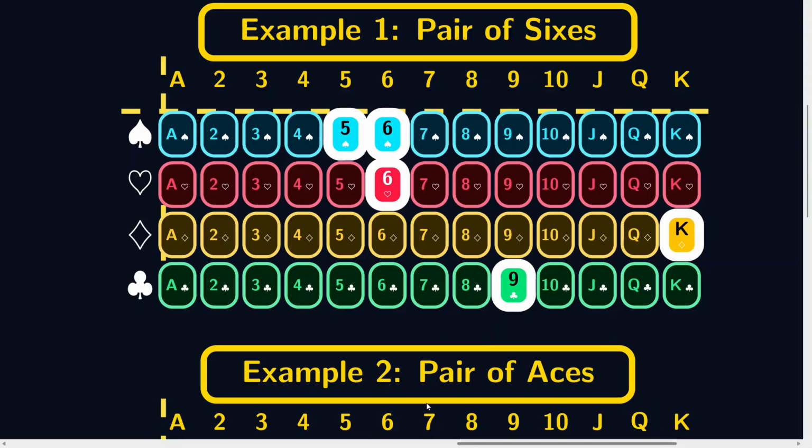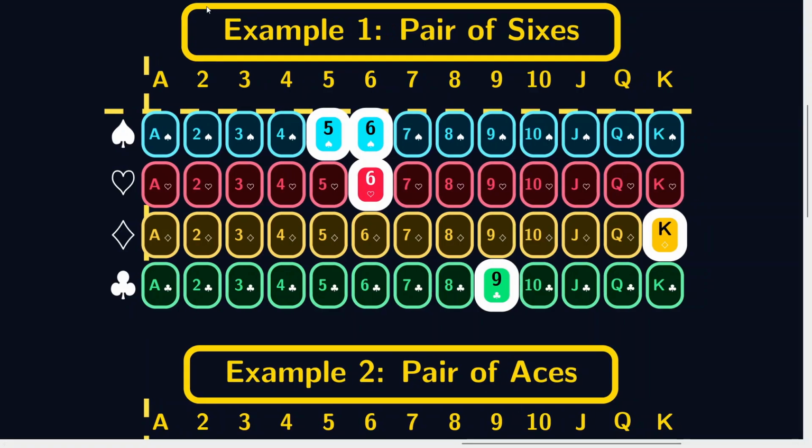Let us ground this with our 3 examples. The first example is a pair of 6s with kickers King of Diamonds, 9 of Clubs, and 5 of Spades. In the grid, the 6 column has 2 boxes highlighted, the 6 of Spades and the 6 of Hearts. Then 3 separate columns each carry a single dot. The Diamonds row of the King column, the Clubs row of the 9 column, and the Spades row of the 5 column. One pair, 3 kickers.